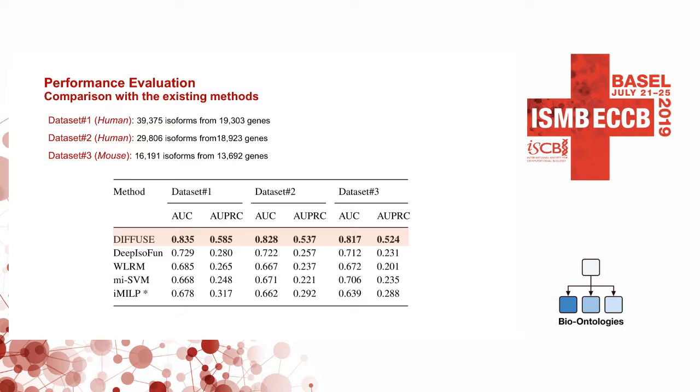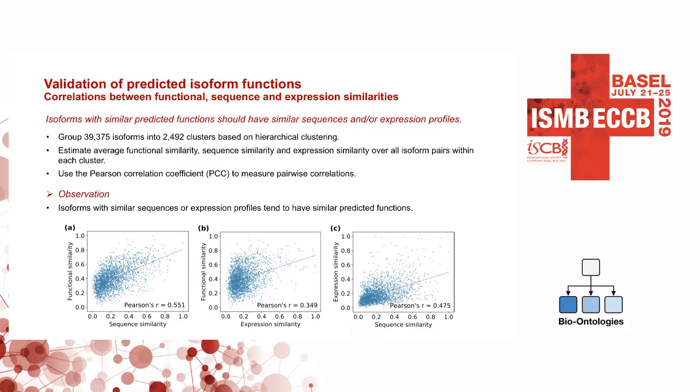To address this challenge, we did several indirect validations. So we first test how the similarity of predicted functions is correlated with sequence similarity or expression similarity, because we expect that isoforms with similar predicted functions have similar sequences or similar expression profiles. So we group all the isoforms into clusters and estimate the average functional, sequence and expression similarities within each cluster. Then we use the Pearson correlation coefficient to measure the correlation between functional similarity and sequence similarity, and so on.